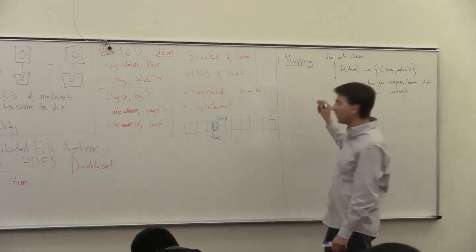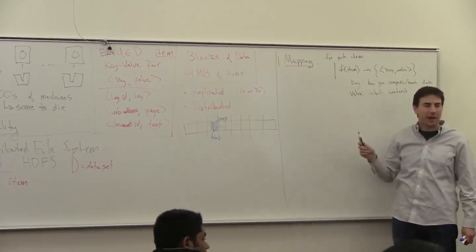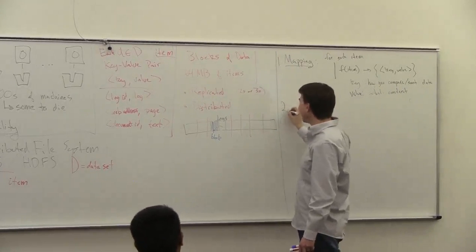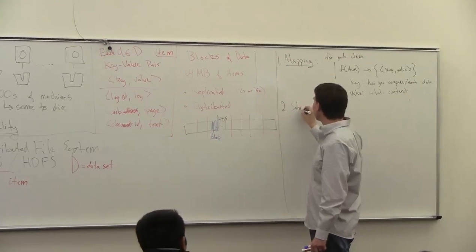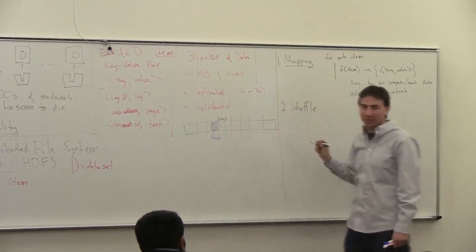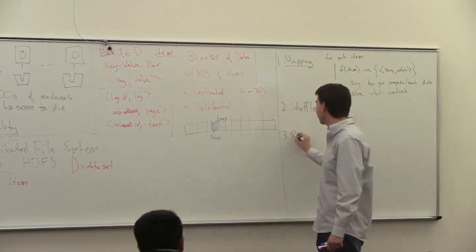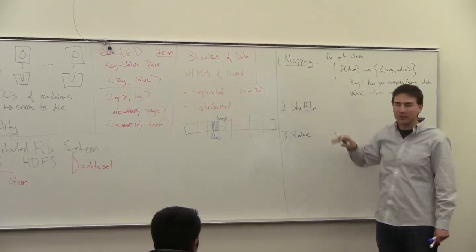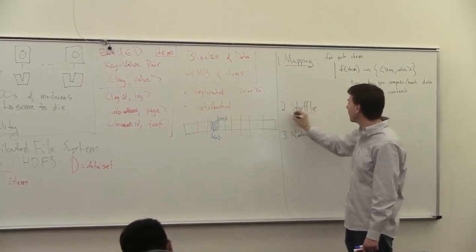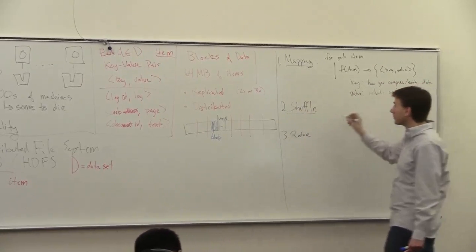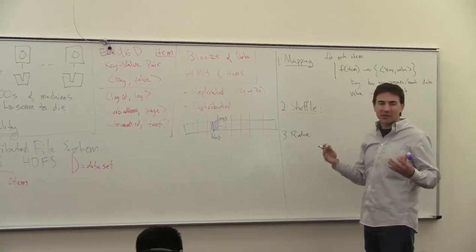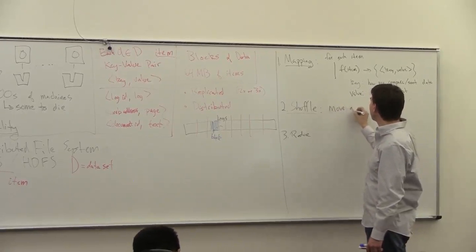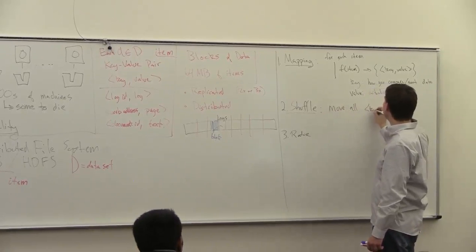Okay, so can you guess what the next step is going to be? The first one is the map. Reduce. Wrong. That's the third step. That was a trick question. So the next step is the shuffle step, and then the third step will be the reduce step. And there's actually a 1.5 step we'll get back to. So the shuffle step is going to do all the magic behind MapReduce. It's going to move all key value pairs.